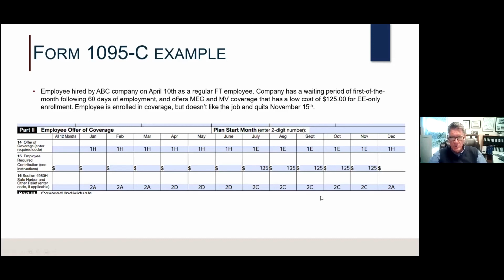And then in this situation, this condition remains until the employee quits in November. Insurance coverage lasts until the end of the month of termination, so we still have 1E, 2C in November, but now we've got a change. Now in December, the employee doesn't work for you anymore, so now we're back to 1H, no offer of coverage, paired with 2A, the person's not employed.